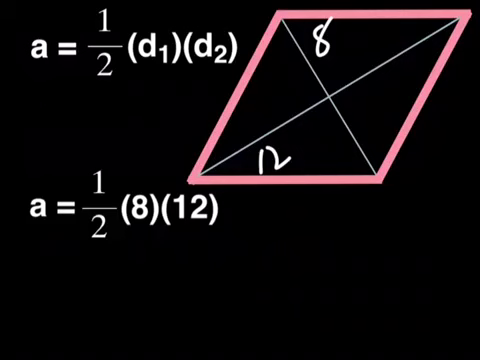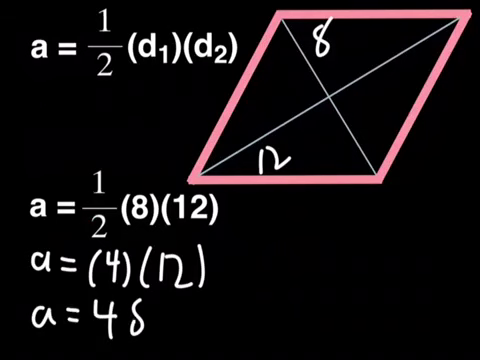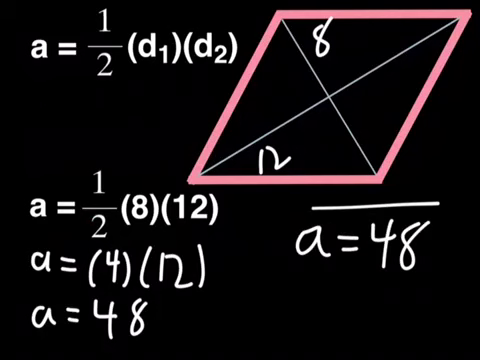So we're going to just go ahead and do some math. We know that 1/2 of 8 is 4, so the first multiplication I'm going to do is the 1/2 times 8, which is 4. And then the 12 is still there. And then finally, I'm going to do 4 times 12 and get my area of 48. So the area of this rhombus is 48.